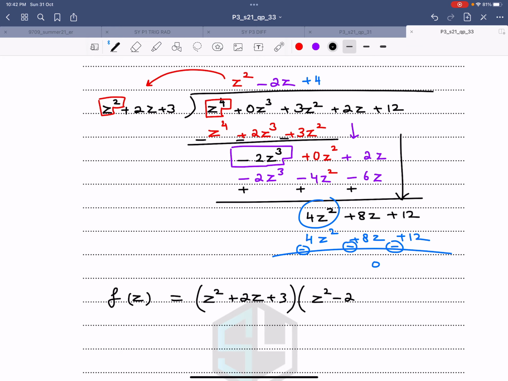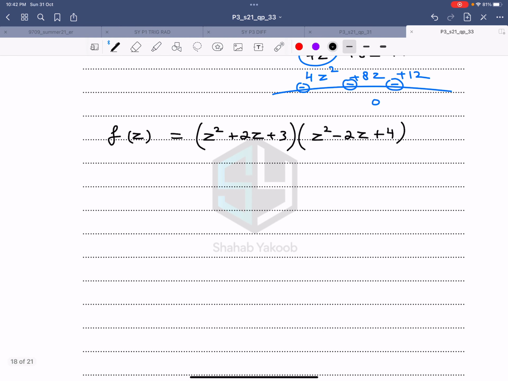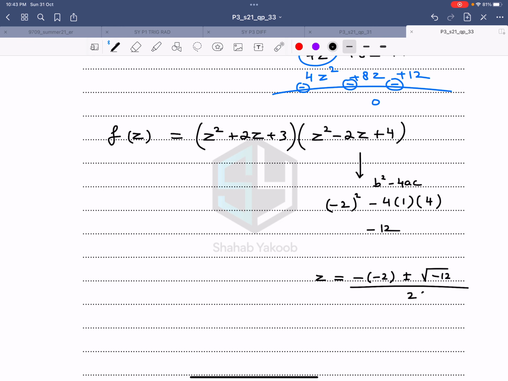z square minus 2z plus 4. And now let me apply the quadratic formula for this part. So let me first double check, is the discriminant negative or not? Negative 2 whole square minus 4 into 1 into 4. Yes, it's negative. So 4 minus 16 is negative 12. This is b square minus 4ac. So therefore, z is equal to minus b plus minus square root of negative 12 divided by 2 times 1.